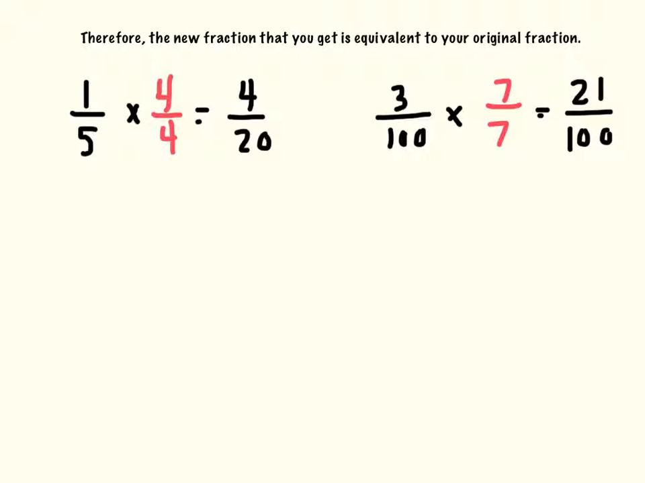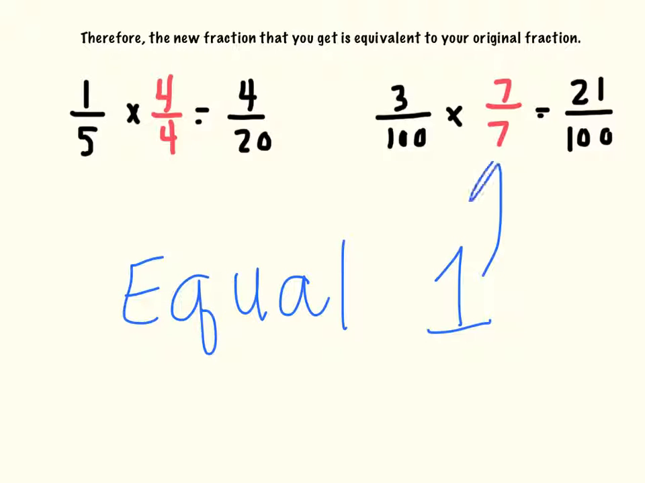So here we have just one more example where you're multiplying the numerator and the denominator by the same number, and the resulting fraction in both cases is equivalent to our original fraction, because all of these equal 1. 7/7 equals 1, 4/4 equals 1. I could have done a millionths if I wanted to, but we are multiplying by something that is equal to 1.